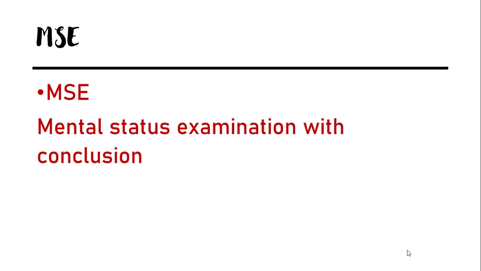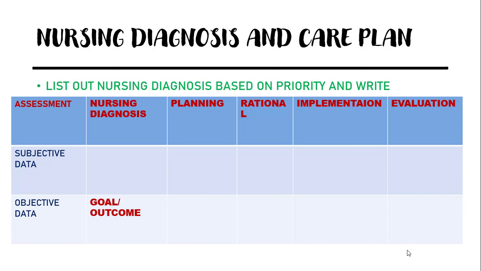After mental status examination, we are going to the last section of your nursing care plan. It is a very important step and an important section of your nursing care plan format. That means list out the nursing diagnosis based on the priority and write it. List out the nursing diagnosis based on your condition. First, you understand the condition properly, understand the meaning of the condition, and read the chief complaints properly. And based on the chief complaints, you have to formulate the nursing diagnosis, that too on a priority basis.